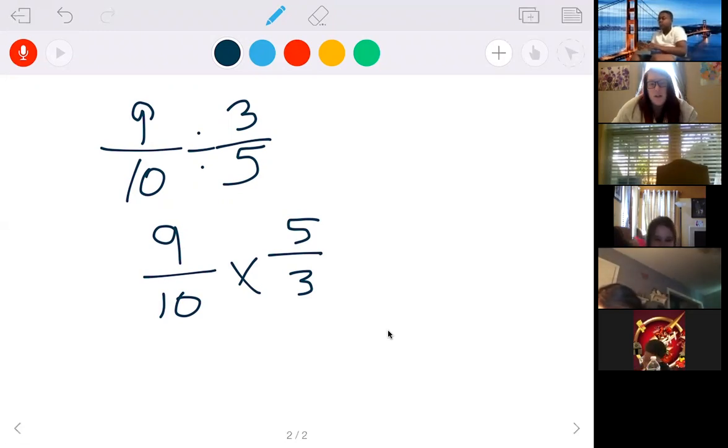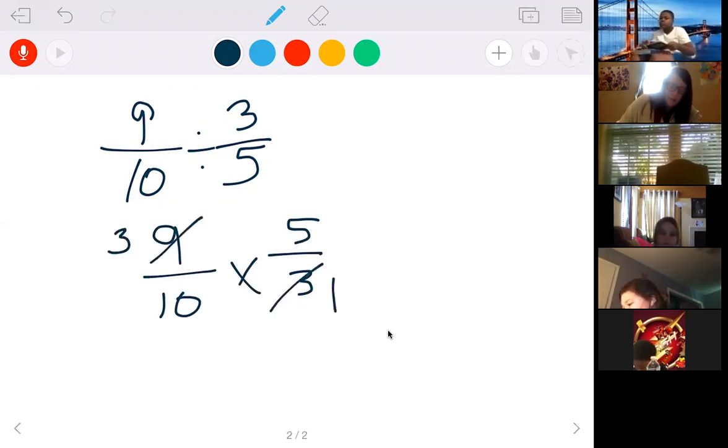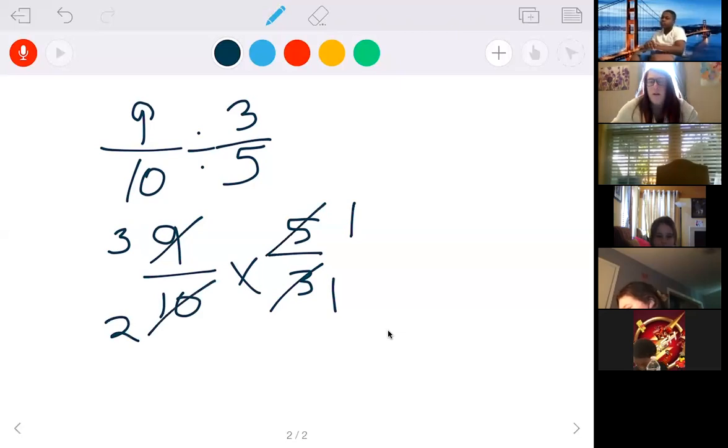Okay, we can reduce on this one both ways. 3 divided by 3 is 1. 9 divided by 3 is 3. 5 divided by 5 is 1. 10 divided by 5 is 2. Okay, so all we did was a cross reduce there.